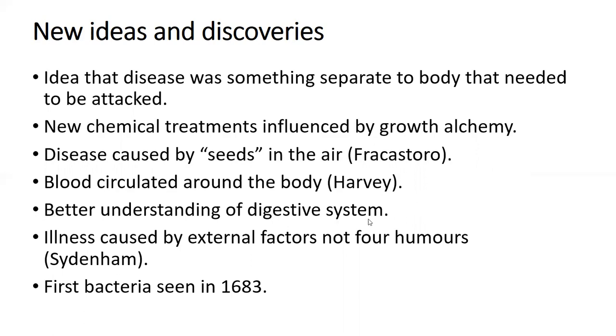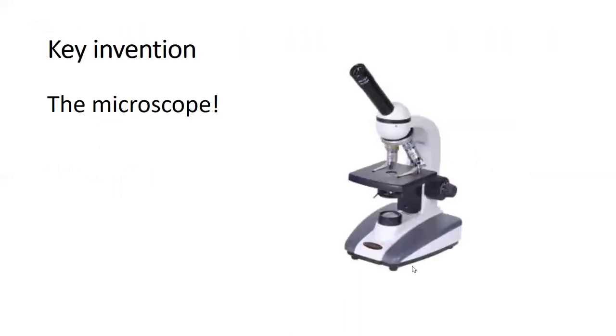Better understanding of the digestive system. Illness was caused by external factors, not the 4 humours. And then you've got Leeuwenhoek's work in 1683 with the first bacteria being seen through his animalcules theory. Key invention, very simple, microscope. It was developed over time and allowed Leeuwenhoek to see that picture of a bacteria for the first time in 1863.